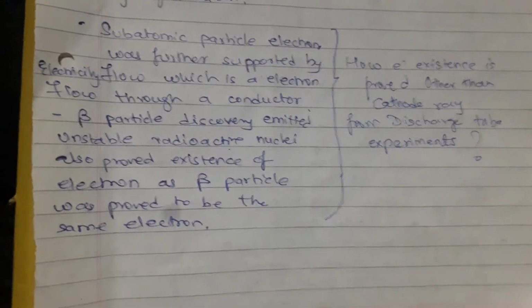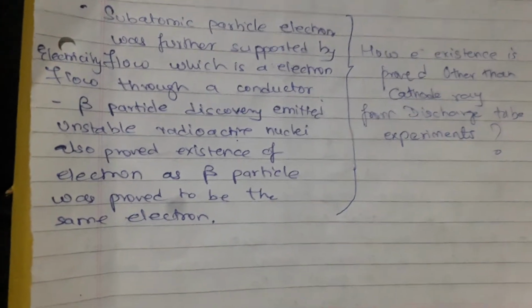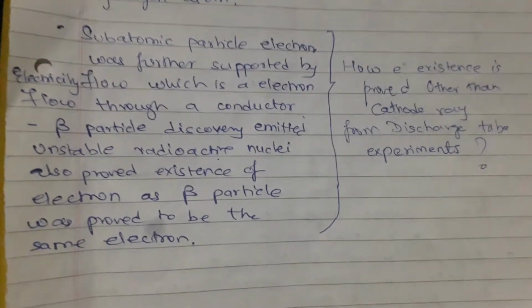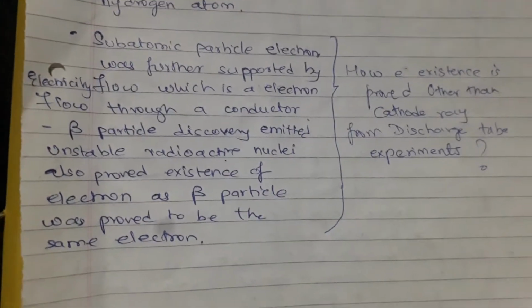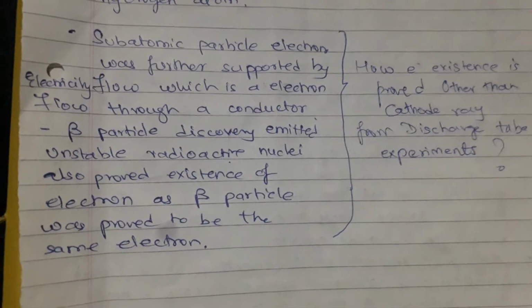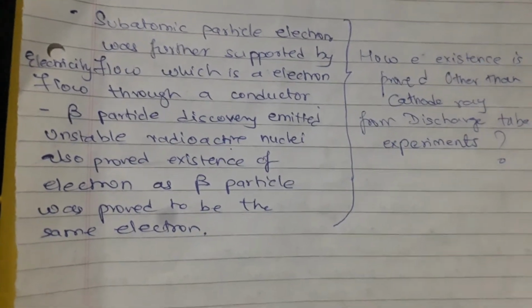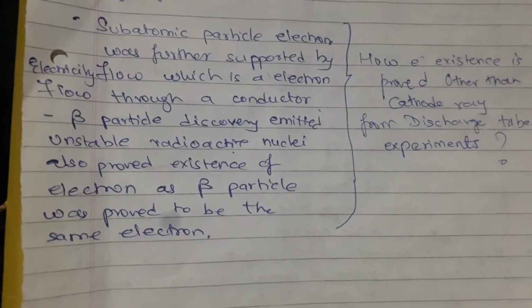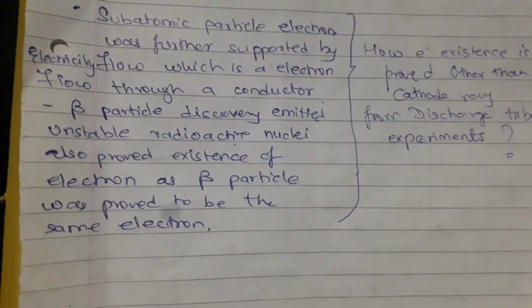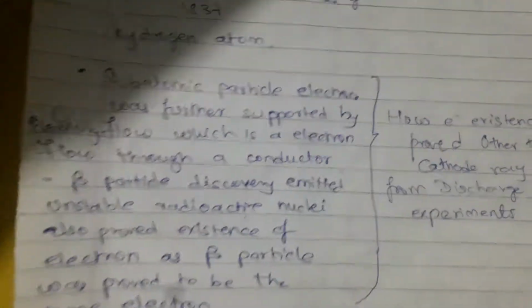that the electron was discovered by J.J. Thomson when he was studying the cathode ray by designing the discharge tube experiment. But other than that, is there any proof that the electron exists? These are the 2 points: when a conductor works, it flows electricity, so this also supports that the electron does exist, and whenever unstable radioactive nuclei disintegrate, they emit beta particles, and beta particles also show that the electron does exist. Now turn to the next page.